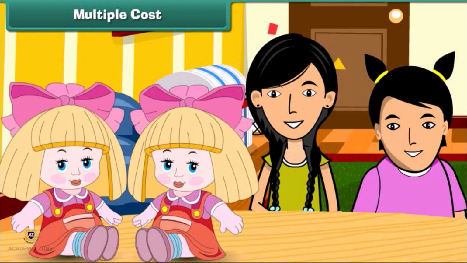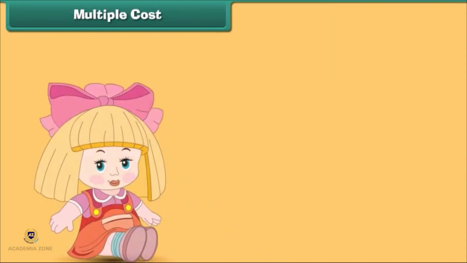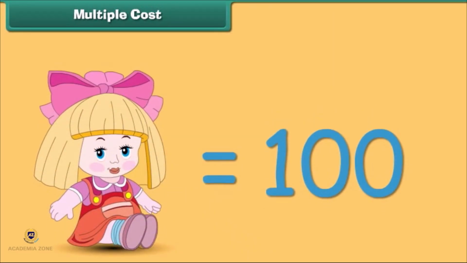Let us hear what these girls are talking. My mother bought these 2 dolls, one for me and one for my younger sister. The unit cost of doll is 100 rupees. Do you understand the term unit cost? Unit cost is the cost of single unit. So the cost of single doll is rupees 100.